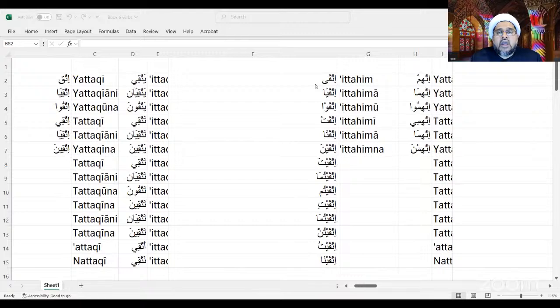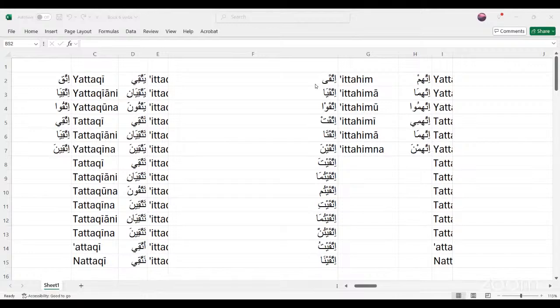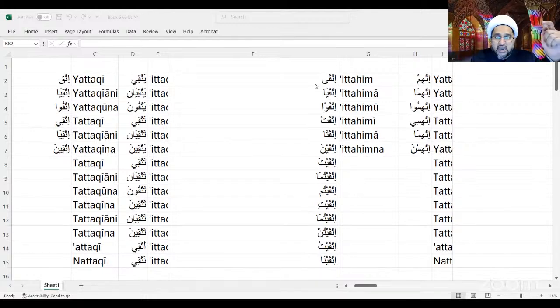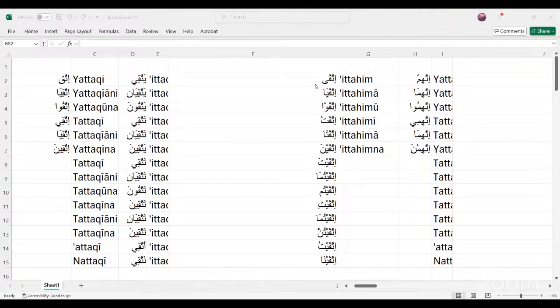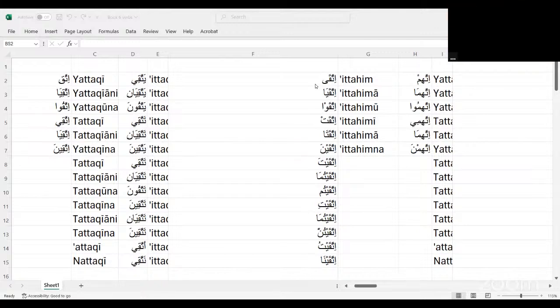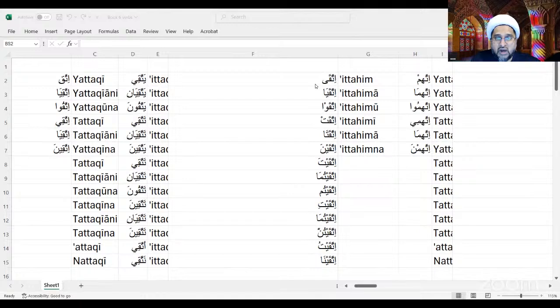We say waqa. Waqa means to protect. And ittaqa, yattaqi means the process of protecting yourself. So that's the word from where the word muttaqi comes from. Muttaqi is ismul fa'il. It comes from this word. So original ittaqa, it was what?